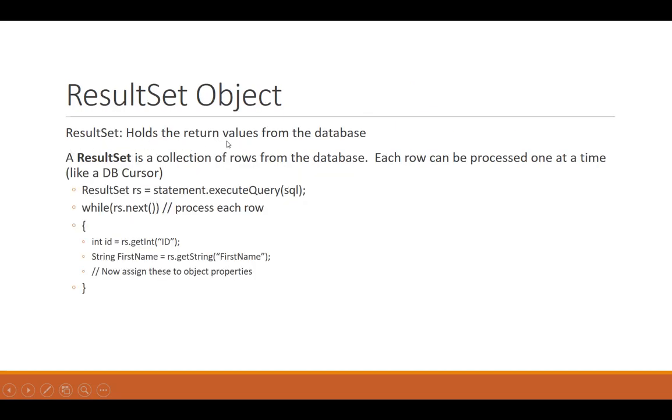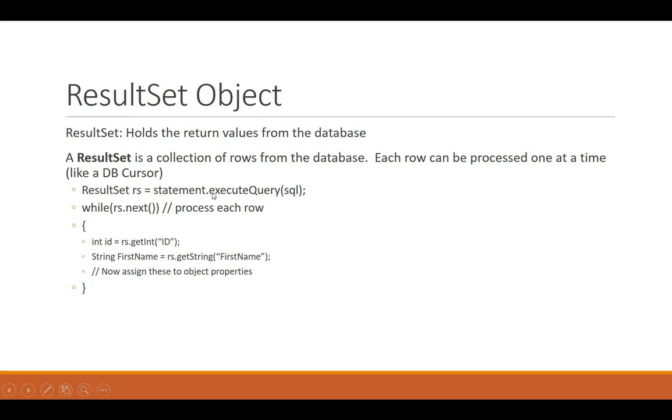Result set will hold the return values for the database, and so result sets are something we're going to work with a lot. Anytime we do a select statement, we're going to be working with a result set to get the data back into our program. So a result set is a collection of rows from the database. Each row can be processed one at a time, like a database cursor. It effectively works a lot like an iterator.